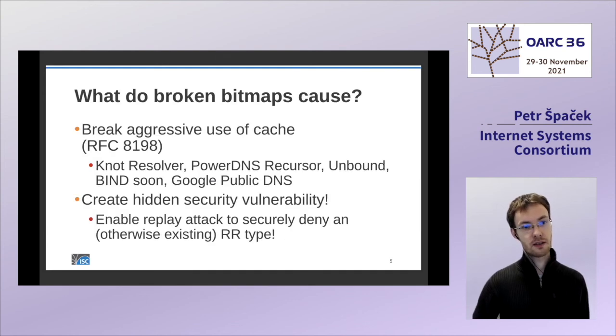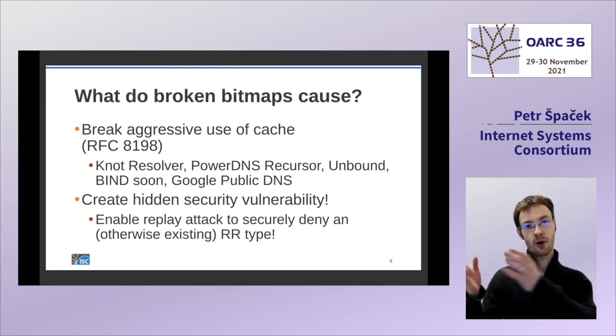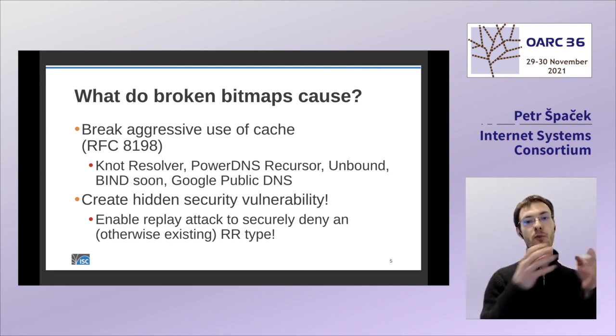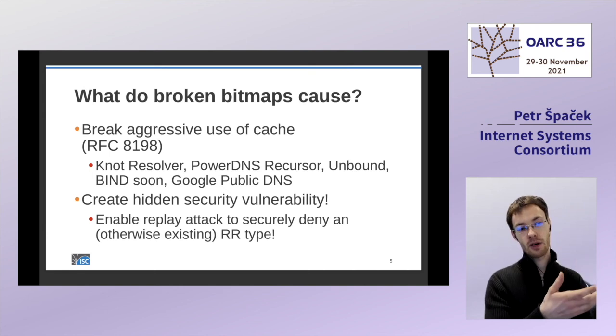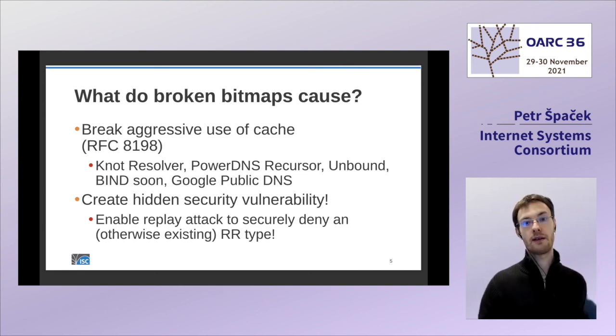We can see that this is one type of breakage where this incomplete type bitmap breaks the aggressive cache, but it's also kind of a hidden security vulnerability, because it practically allows an attacker to take the broken, incomplete proof of non-existence, including the broken bitmap, and replay it in an answer to a query which would otherwise result in a proper answer, including the data in the RRSIG. So yeah, it's just broken, so we need to fix it.